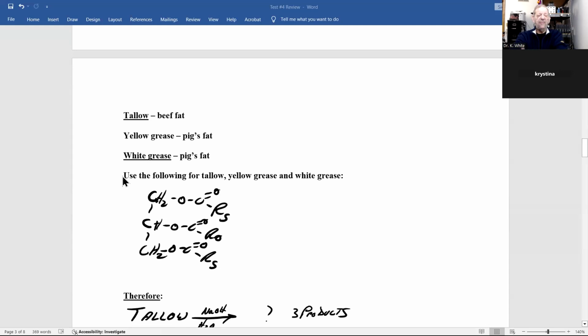Now, something you should know, since I worked in this industry for a number of years, and I'm passing some knowledge that's not really good in the book, and that is you should know tallow is called beef fat. And yellow grease and white grease are two different grades of pig's fat.